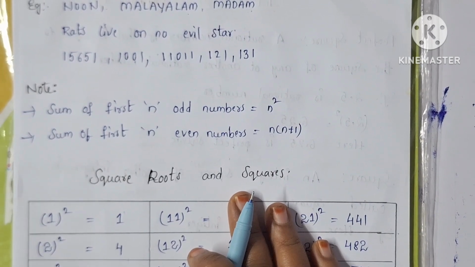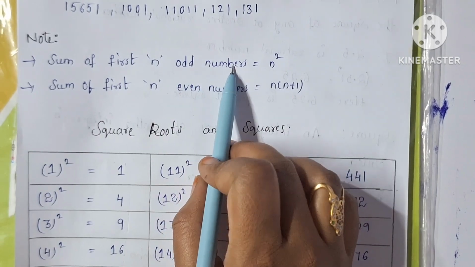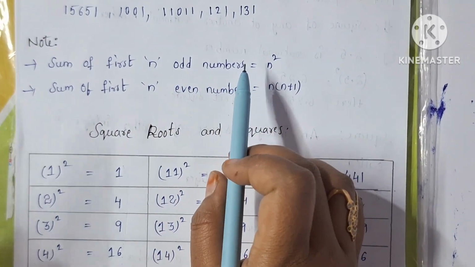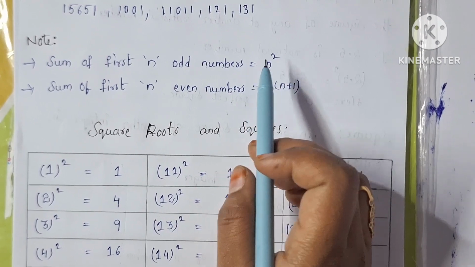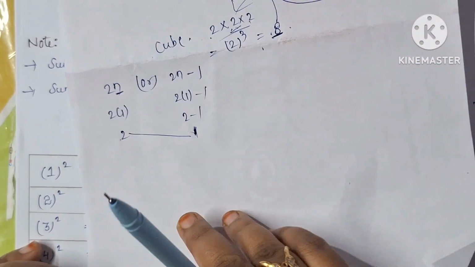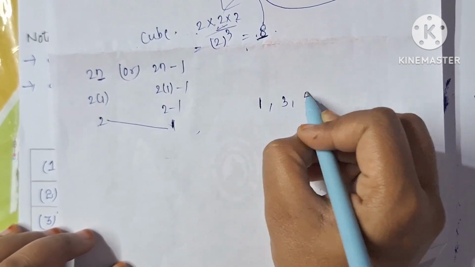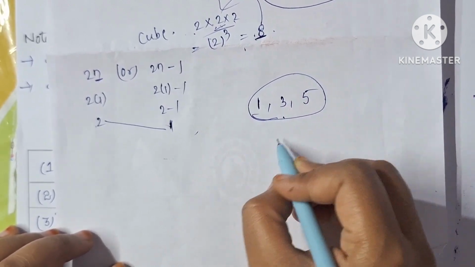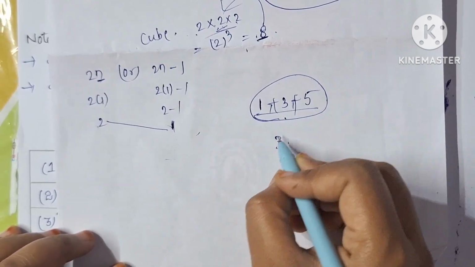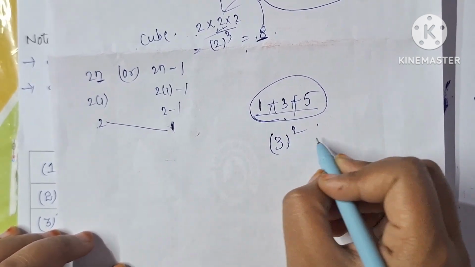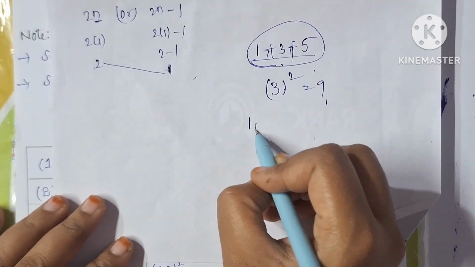See, the sum of the first n odd numbers is n square. First n odd numbers means the number of odd numbers we take. Suppose we take 3 odd numbers: 1, 3, 5. How many odd numbers are there here? 3 odd numbers. So what is their sum? 1 plus 3 plus 5 is equal to 3 whole square, that equals 9.